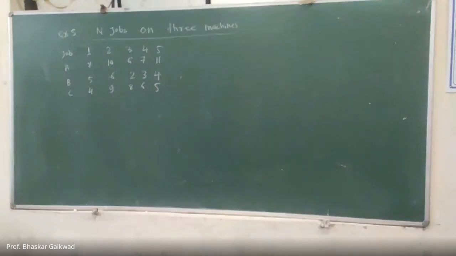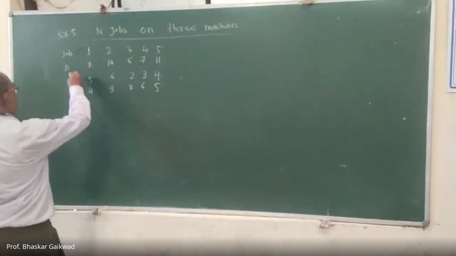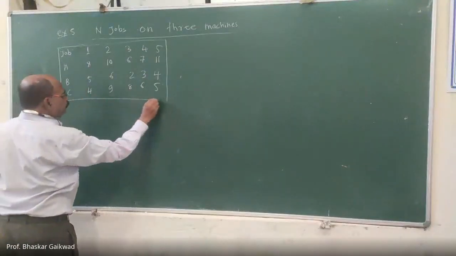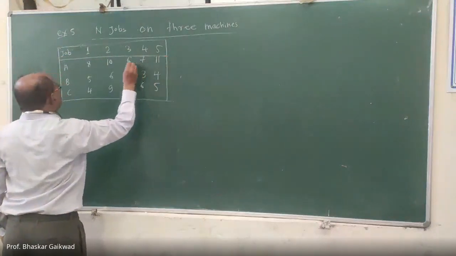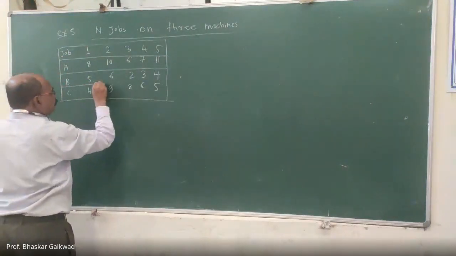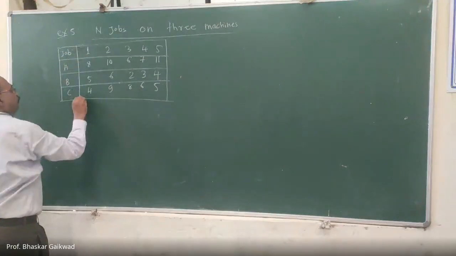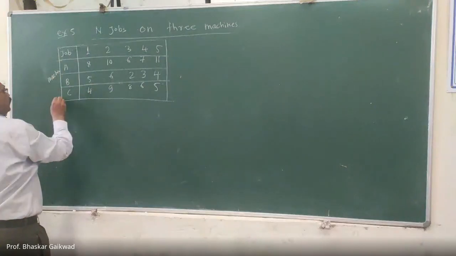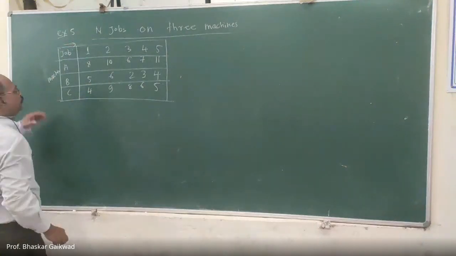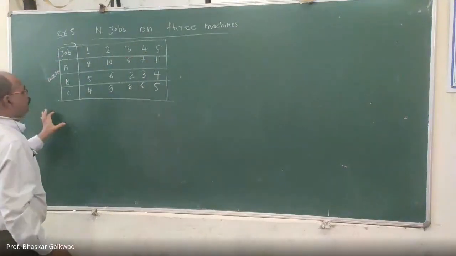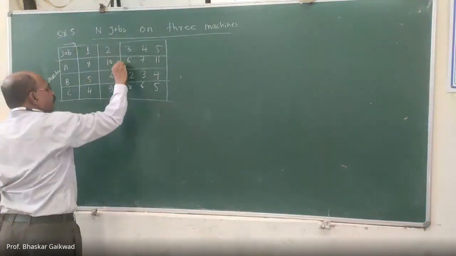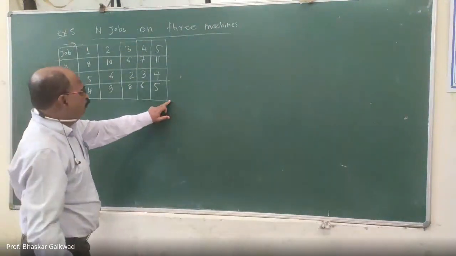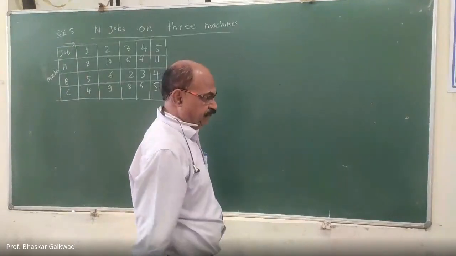Sequence of the job. Correct. So here the jobs are there, and three machines are there, A, B, C. So here the machines are there, and these are the jobs. So five jobs are there, three machines are there. Three machines are there. So how to make the sequence of the machine?